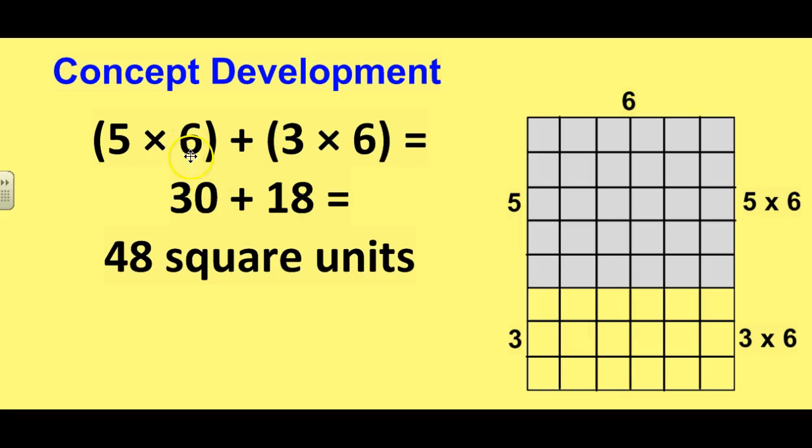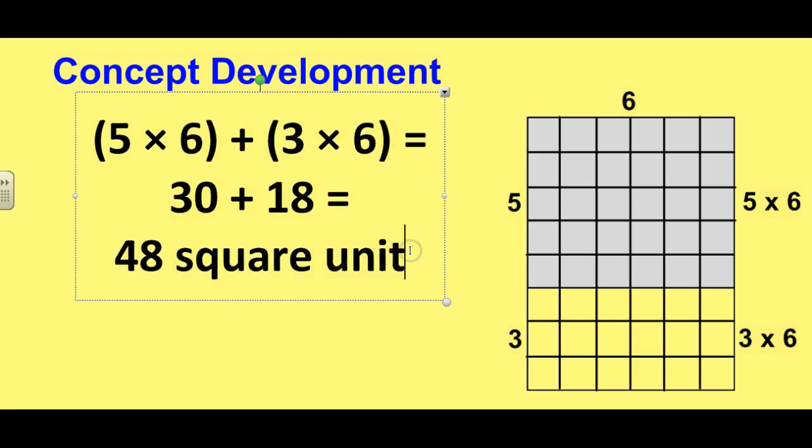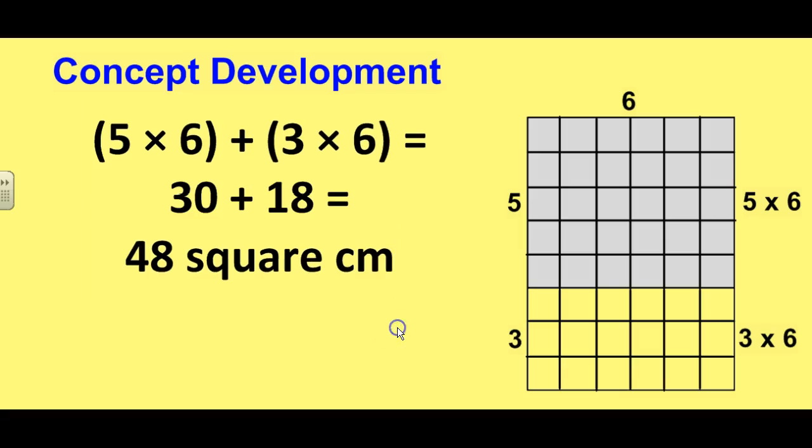Okay, so we knew that 5 times 6 was 30, and we knew that 3 times 6 was 18. So when we add 30 and 18 together, we get the area of the large rectangle as 48 square centimeters. So it shouldn't say units, it should say centimeters. So just double check your answer. If you don't have it correct, make sure you're fixing that.